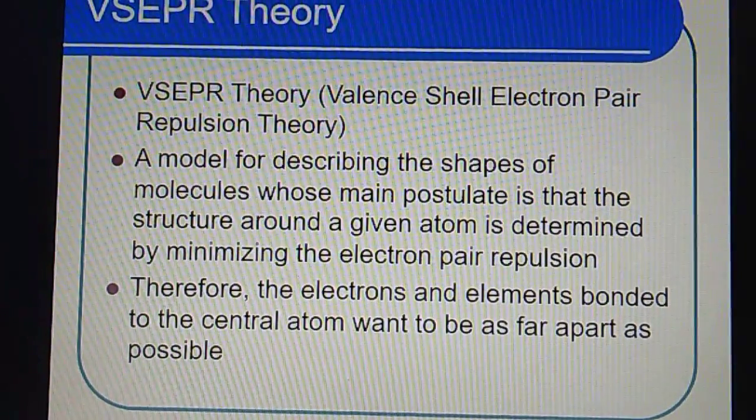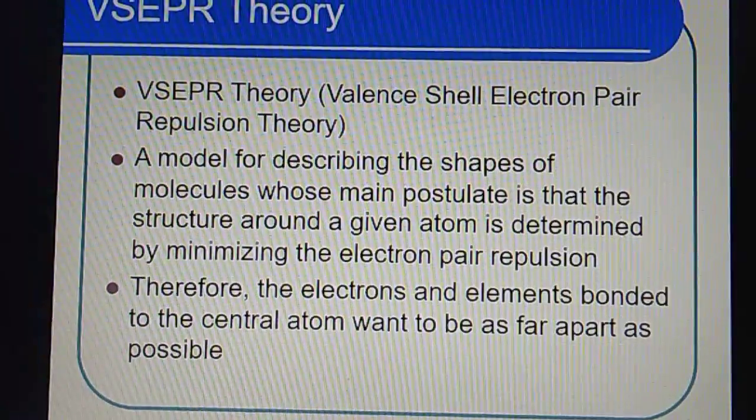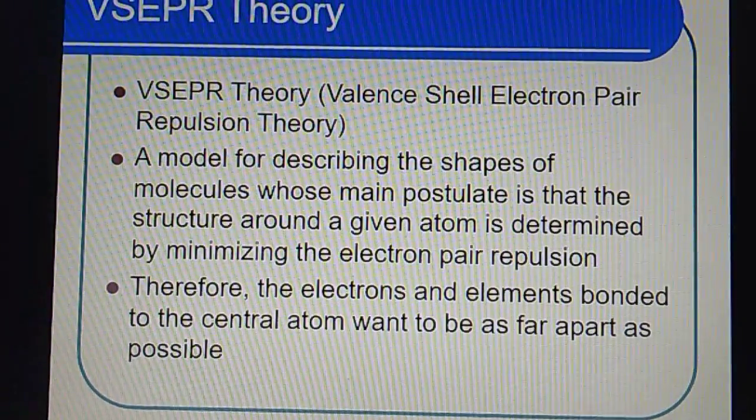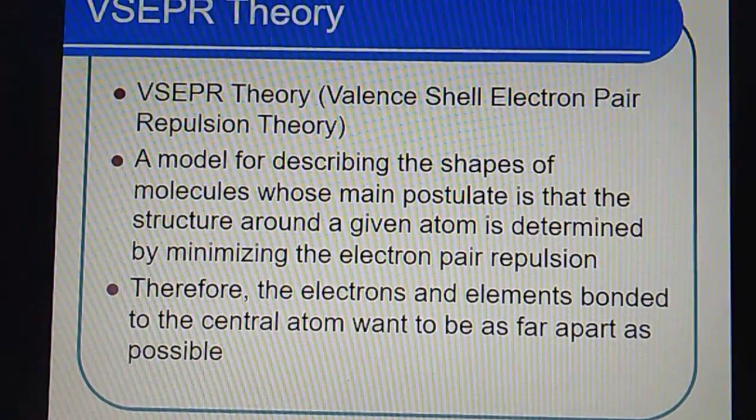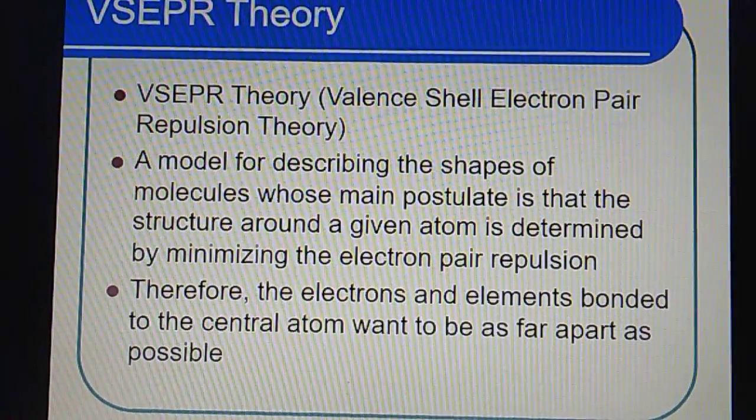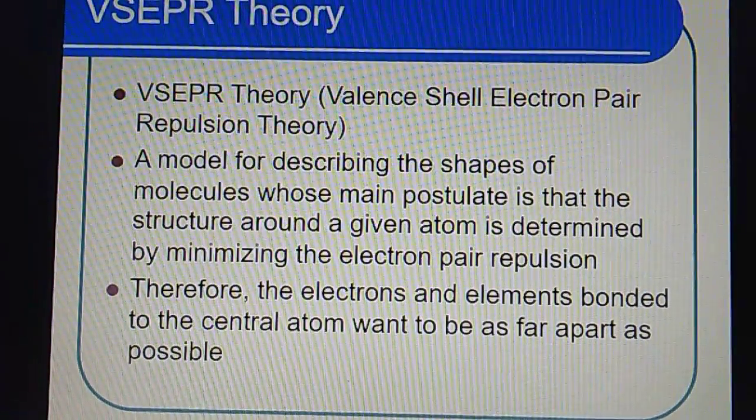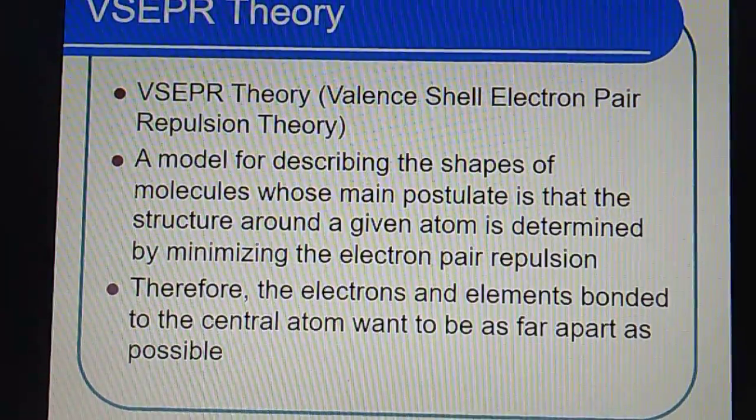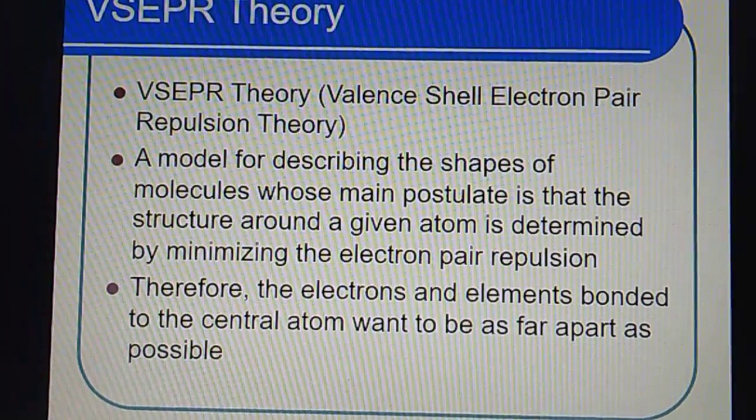So what they are saying, student, is that the correct structure will be the one with the minimum repulsion between the electron pairs. And the repulsion will be highest in lone pair-lone pair repulsion, then lone pair-bond pair repulsion, then bond pair-bond pair repulsion.